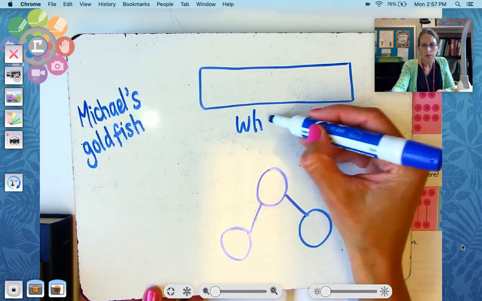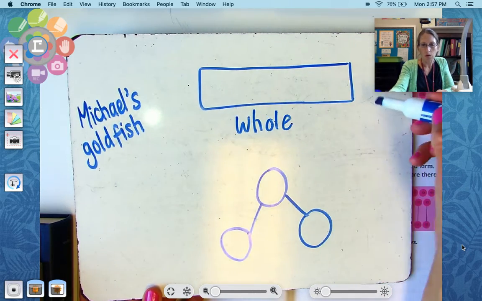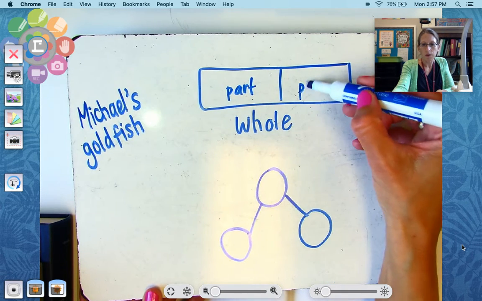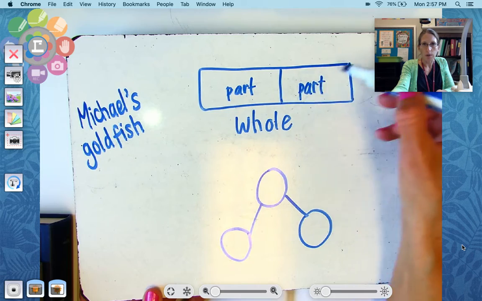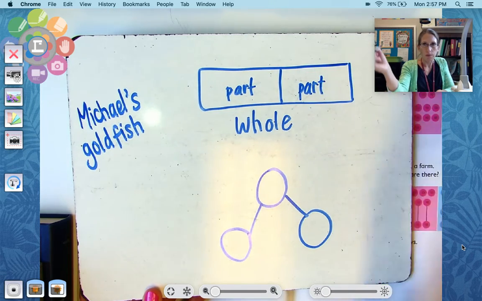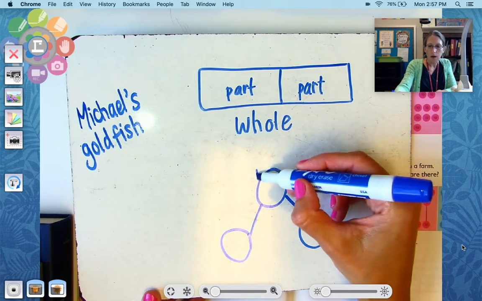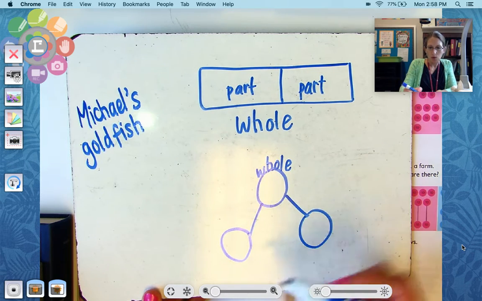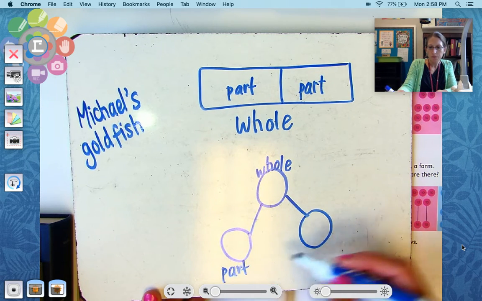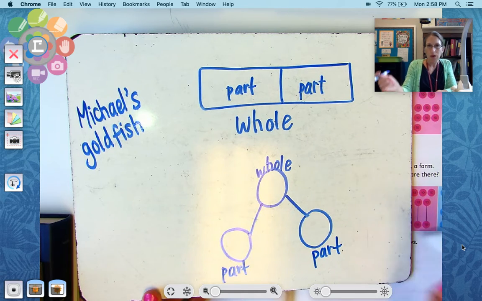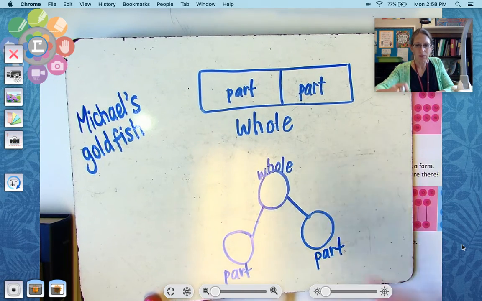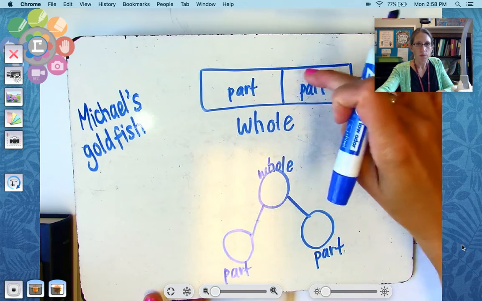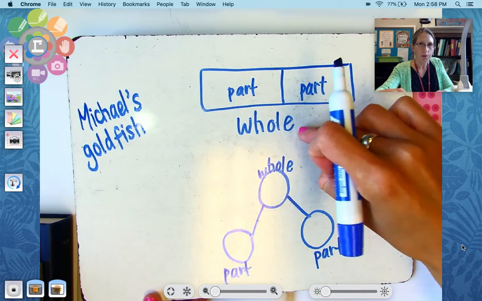So in our unit bar, there's our whole. And this is one of the parts. This is the other part. It's kind of like a chocolate bar, and they cut it in half. And there's one part, and there's the other part. And then when we make our number bond, the whole number is here, and then it has the two parts coming out of it. All right, so now we're going to be thinking about, have we been given the whole and one of the parts? Or did they give us both parts and we need to find the whole number?